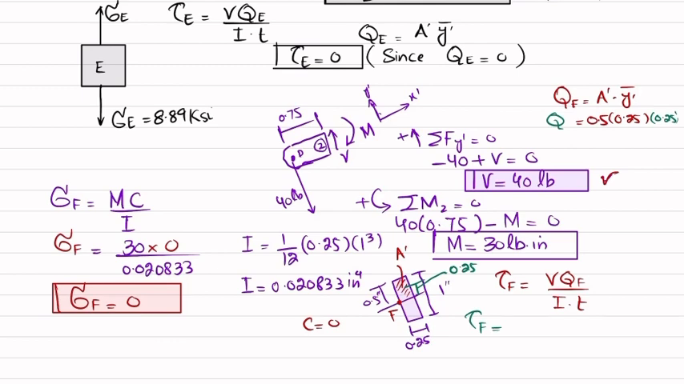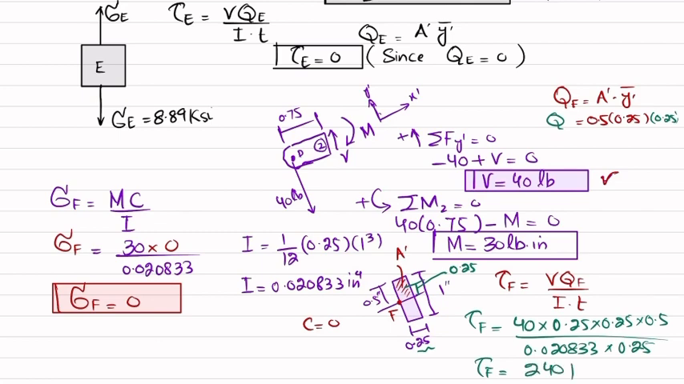So now you can put the values. Tau F is equal to V, and V is 40 pound. QF is 0.25 multiplied by 0.25 multiplied by 0.5, divided by I, which is 0.020833. Clear? And the thickness of this is 0.25. So when you solve this, you will get the shearing stress at point F comes out to be 240 psi.